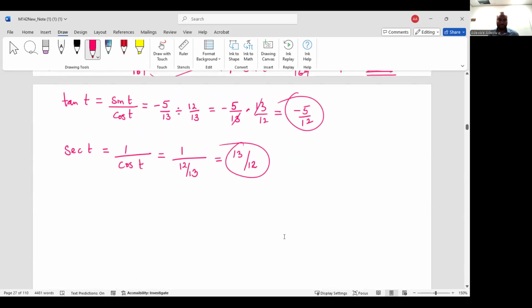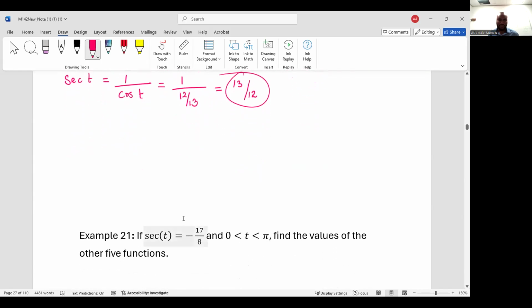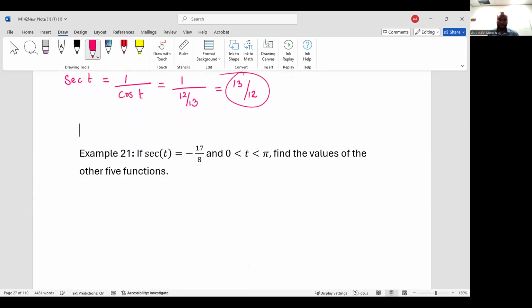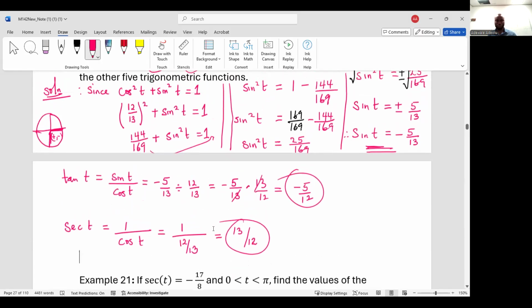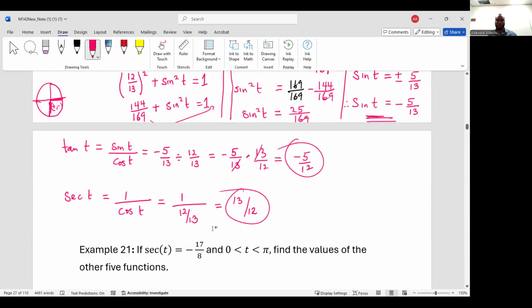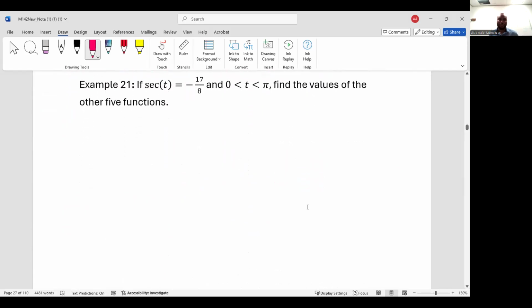Okay. Now, I will leave you with the remaining two, I believe, to do: cotangent and cosecant. Cosecant is the reciprocal of sine. Cotangent is the reciprocal of tangent. So without doing anything, you should know what the answer is. All right.